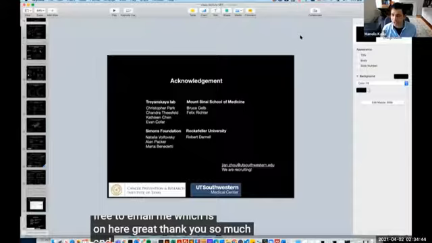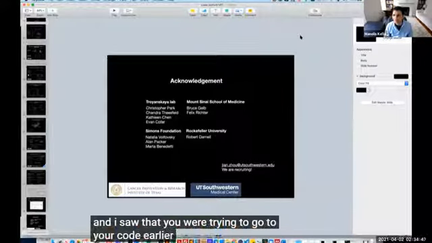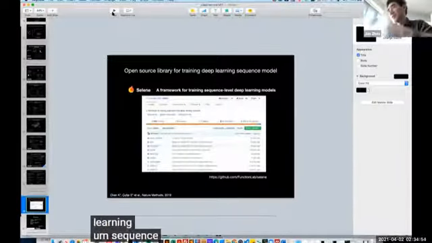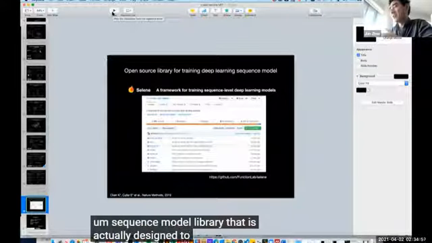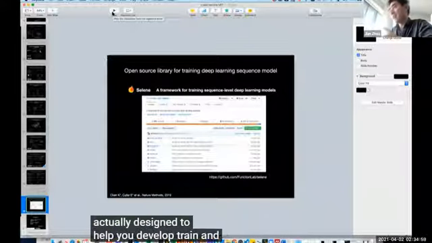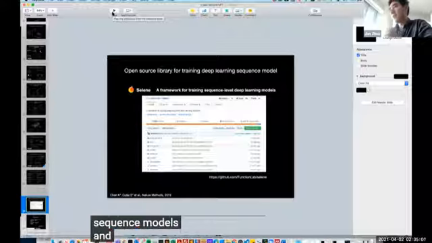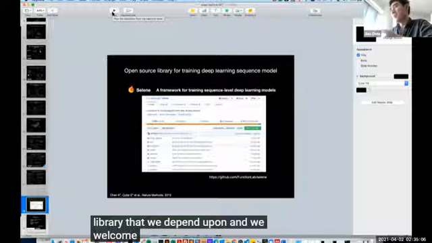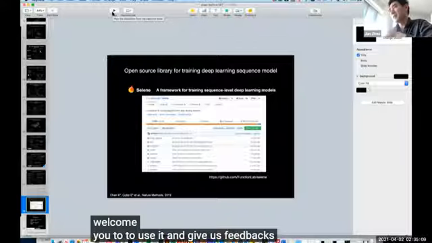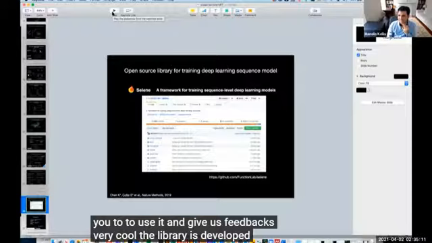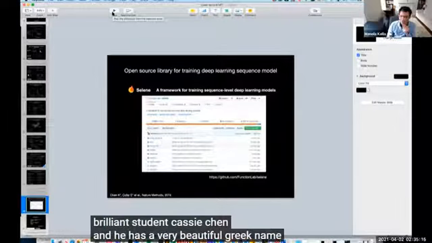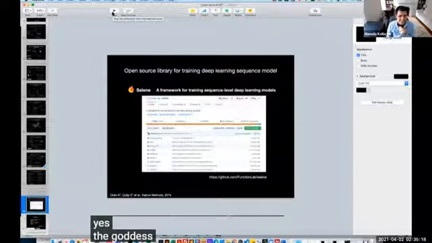Great, thank you so much. And I saw that you were trying to go to your code earlier. Did you want to show off the code? Oh yeah, so we have a deep learning sequence model library that is actually designed to help you develop, train, and evaluate sequence models. And that's also the library that we depend upon, and we welcome you to use it and give us feedback. Very cool. The library is developed by a brilliant student, Cassie Chen. And it has a very beautiful Greek name. Yes. The goddess of the moon.